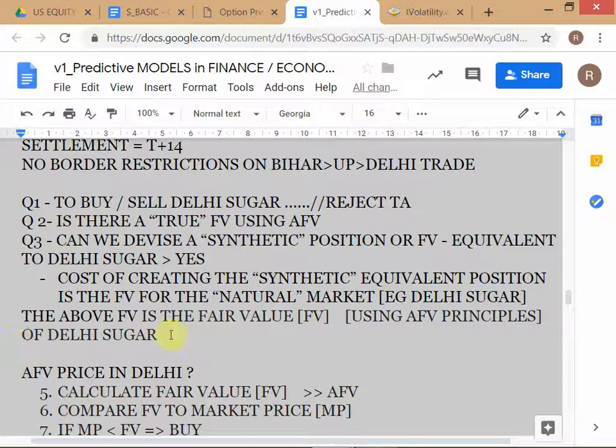Okay, the above FB is the fair value using AFB principles of Delhi sugar. Okay, does anybody have any confusion at this stage? Please let me know. We should make sure that everybody understands this. This is a very important principle in finance, how to do arbitrage free valuation.